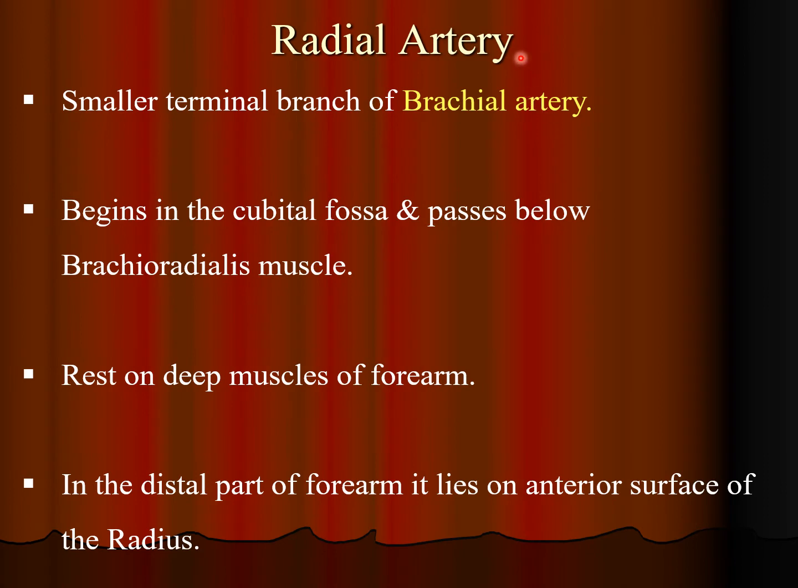Now the first terminal branch, the radial artery. As we have talked about, we have two branches of the brachial artery, the ulnar artery and the radial artery. The radial artery, in relation to the ulnar artery, is a small terminal branch of the brachial artery. It begins in the cubital fossa and passes below the brachioradialis muscle, which is a posterior compartment muscle but lies on the lateral aspect of the forearm.